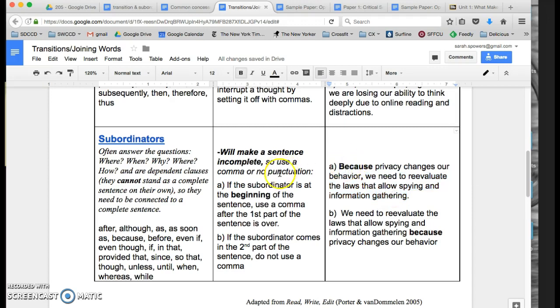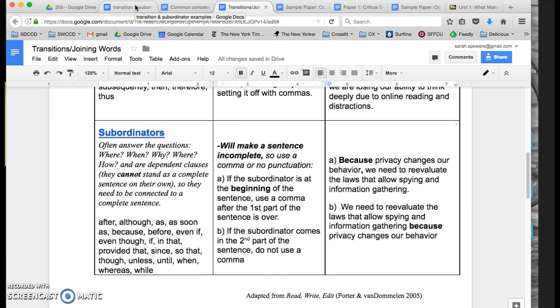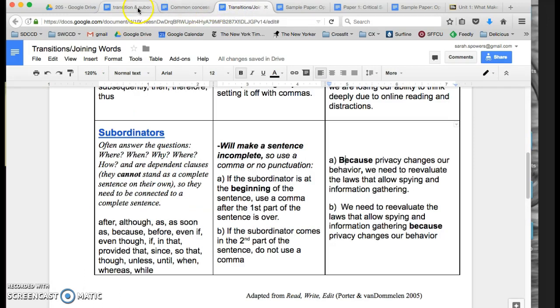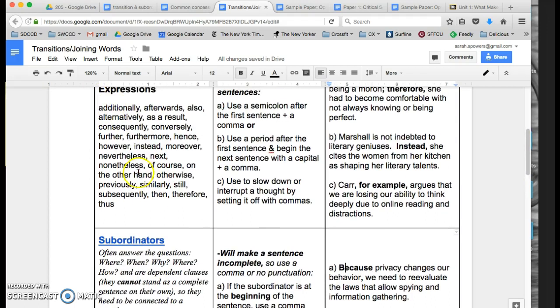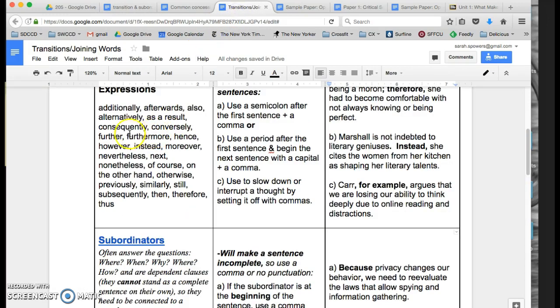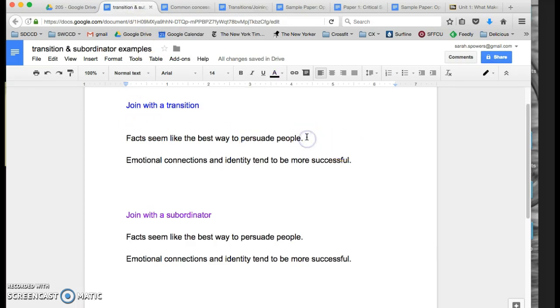Right. Okay, so let's look at a couple samples, because with these the best way is sometimes just to jump into it and try it. So if we look at 2 sentences, 2 complete sentences, we can join them with a transition or we can join them with a subordinator, right? So I'm going to look at my transitions and think about which one could work to join these sentences. Facts seem like the best way to persuade people. Emotional connections and identity tend to be more successful. So maybe like a however, just keep it simple with a however could work there.